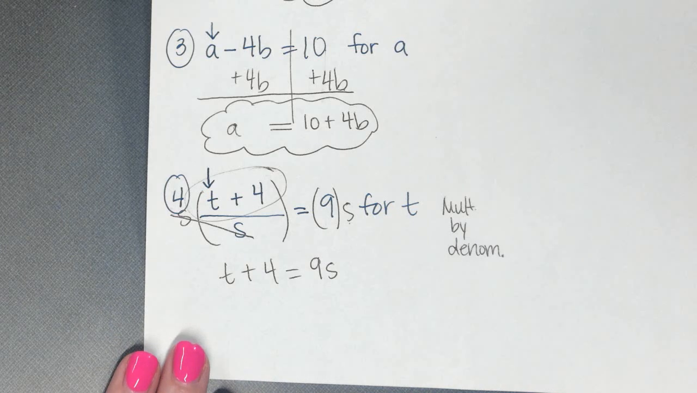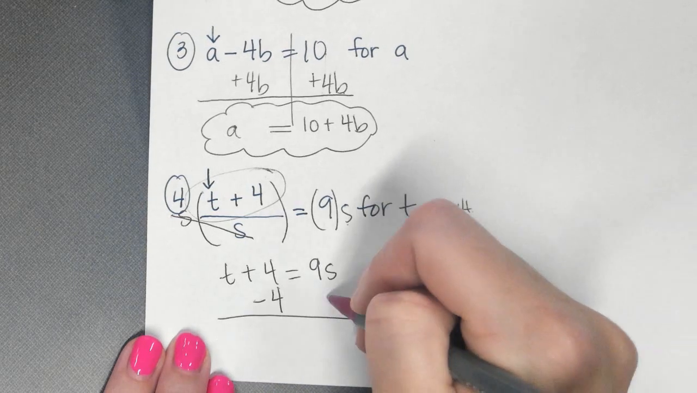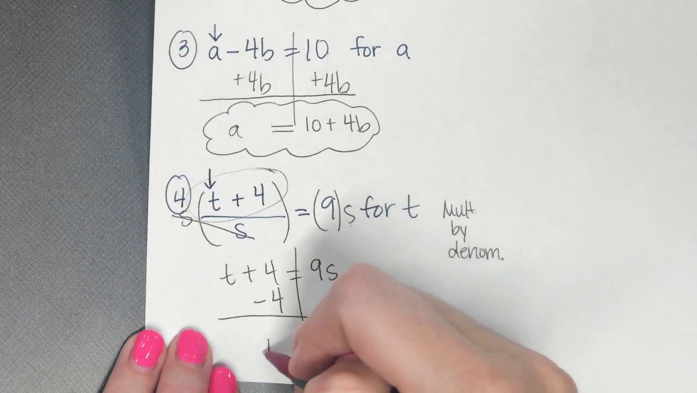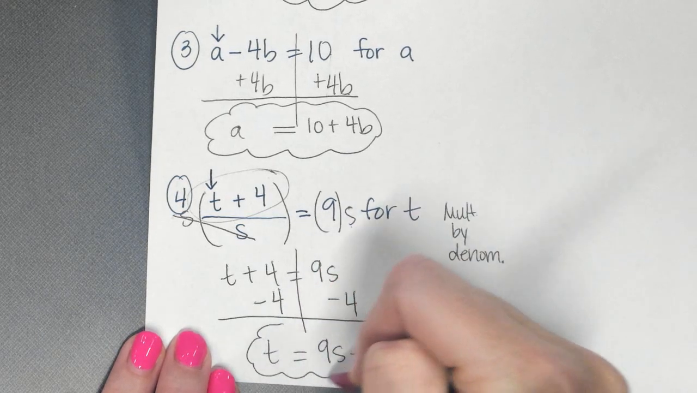So what is your last step? Subtract 4 from each side. So 9s minus 4 is your final answer.